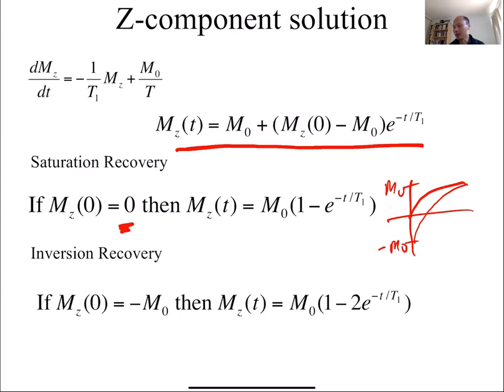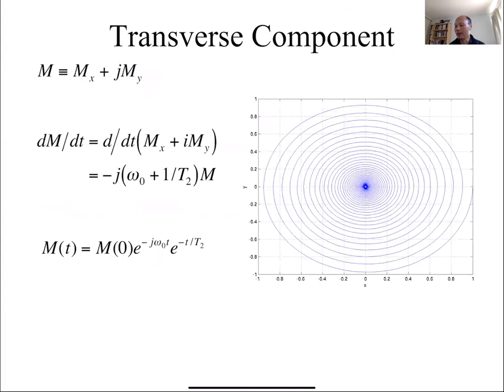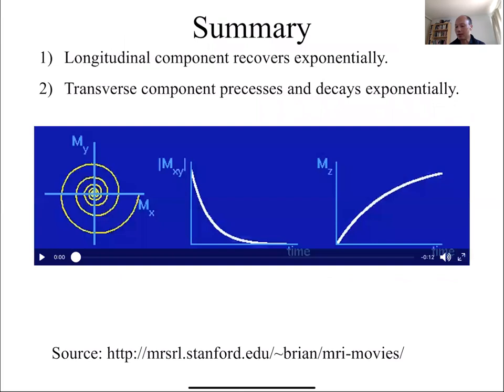And so what it looks like is this: the transverse component is precessing, we already saw this e to the minus j omega naught t term, and at the same time, it's decaying with the e to the minus t over T2. What that looks like is, remember, the precession is in this direction, and as it's precessing, it's also decaying. So it's like this little spiral going back to zero. If we watch this movie here, you can see it's spiraling down.